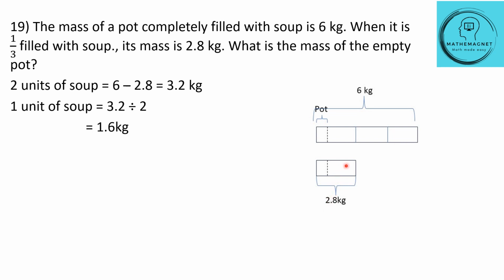Now you know 1 unit of soup is 1.6 kg. Now if you subtract this from 2.8, you will get the mass of the pot, right? So that's how we'll go. So the weight of the pot is 2.8 minus 1.6, which is equal to 1.2 kg. So the mass of the empty pot will be 1.2 kg.